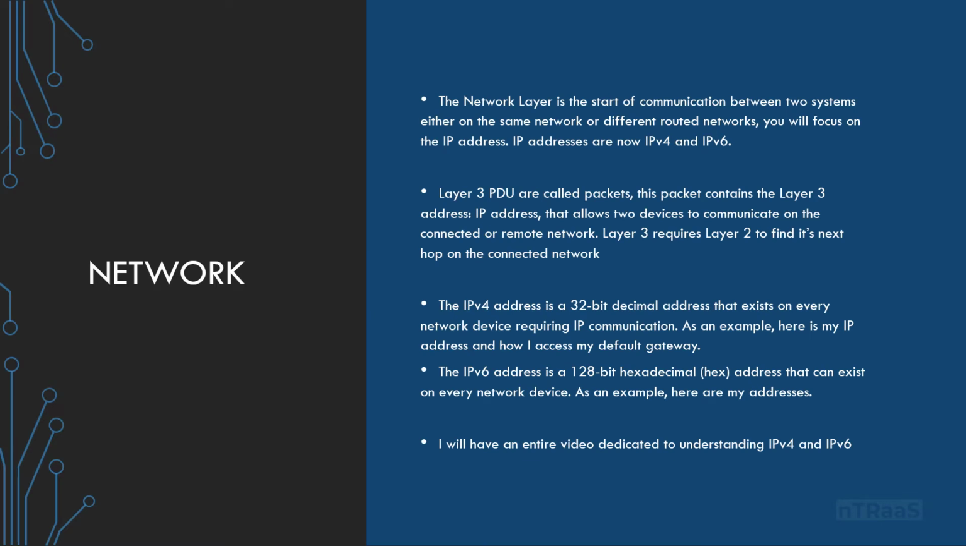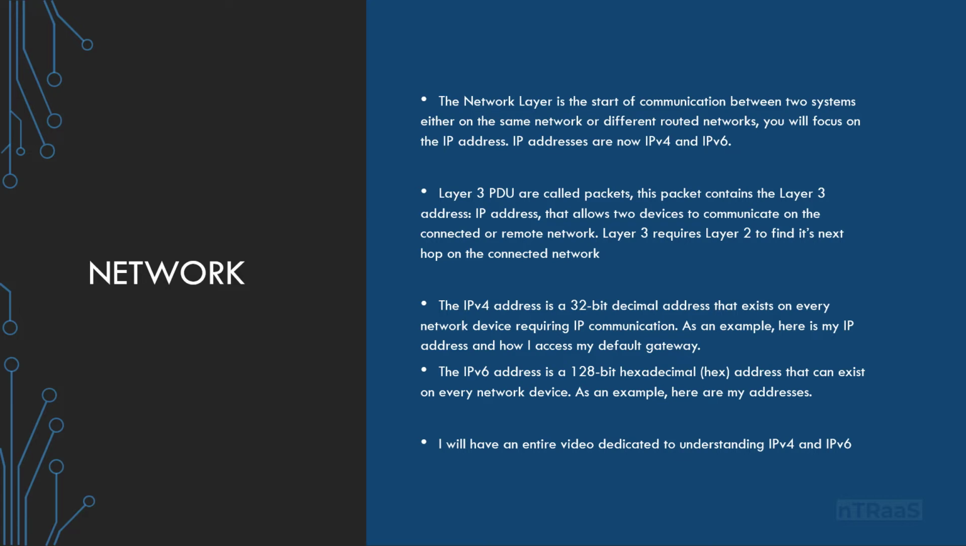The network layer is the start of communication between two systems either on the same network or a routed or different network. Here you will focus on the IP address. Though one of the things you have to know is IPv4 and IPv6. So layer 3 PDUs are called packets. This packet contains the layer 3 address or the IP address that allows two devices to communicate on a connected or remote network. Once again, layer 3 requires layer 2 to find its next hop on the connected network.